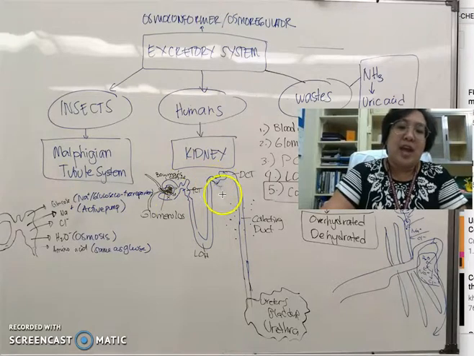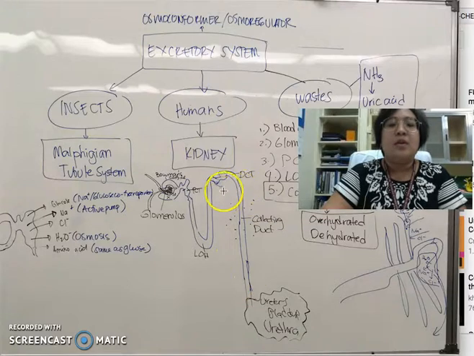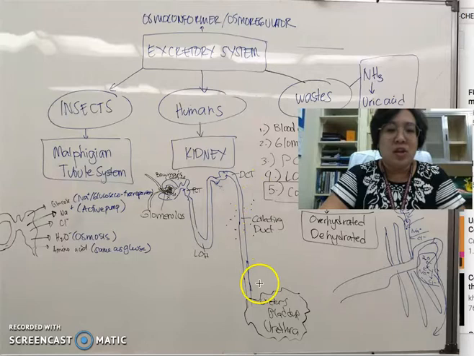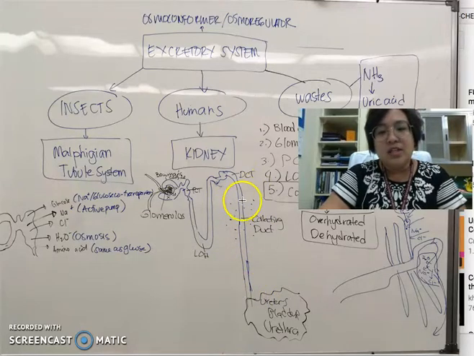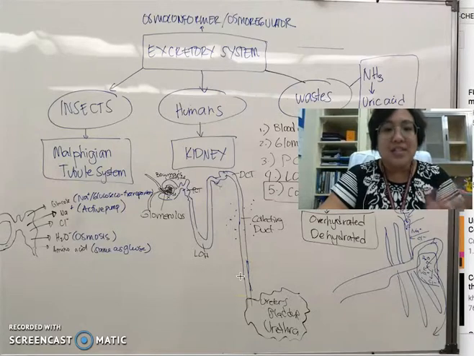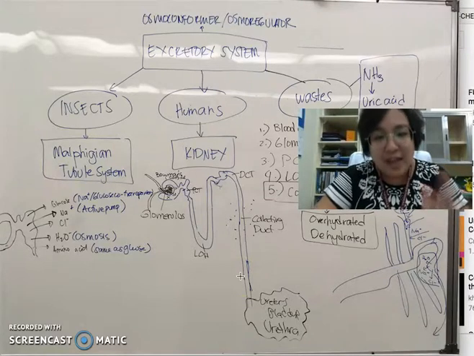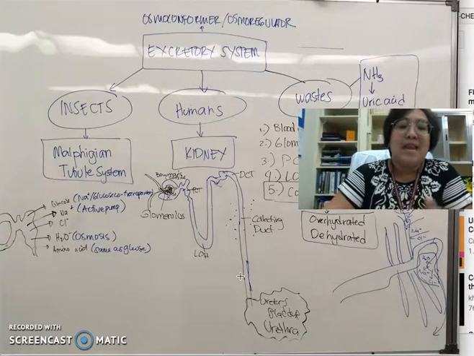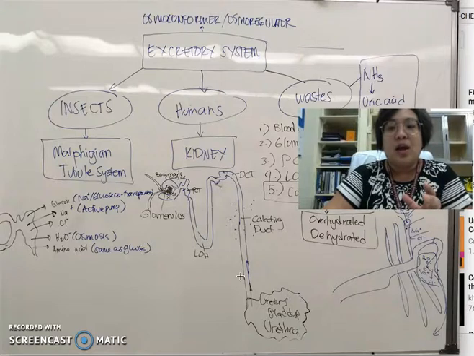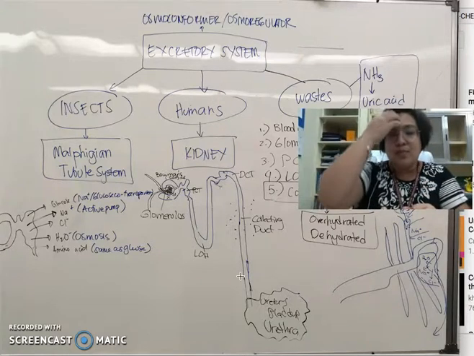Now we have to look at the function of the collecting duct. So that's the terminal tube, or the last part of your nephron. What you need to know here is the cells in the collecting duct have receptors for ADH. Now ADH stands for antidiuretic hormone. This hormone is produced by the hypothalamus from the brain.